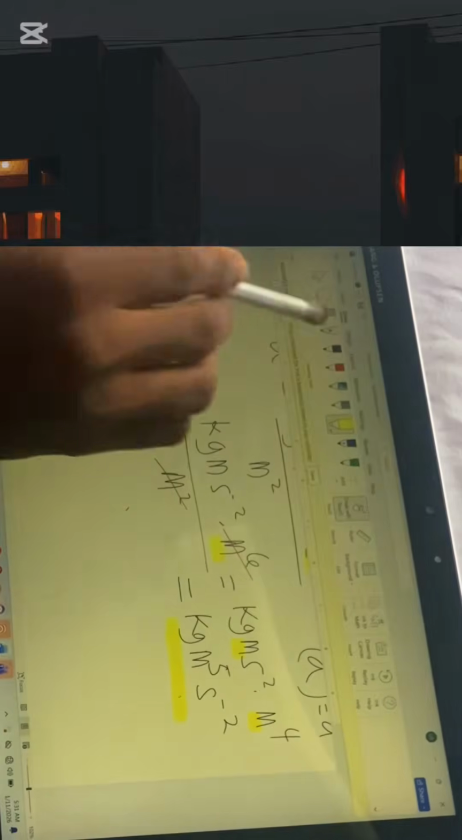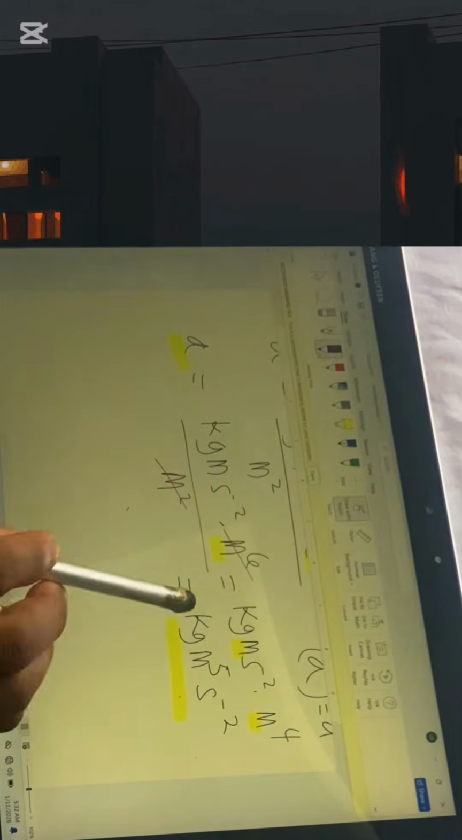So in terms of dimension, we say that dimension is a way of expressing the fundamental quantities in their initial letters. That is mass, the initial letter of mass is m.